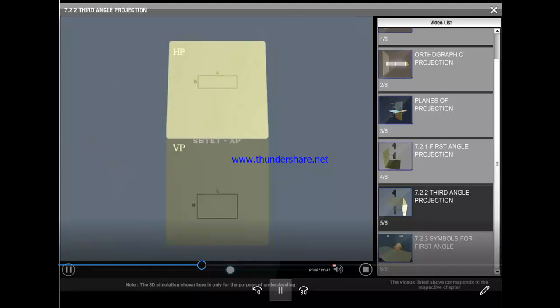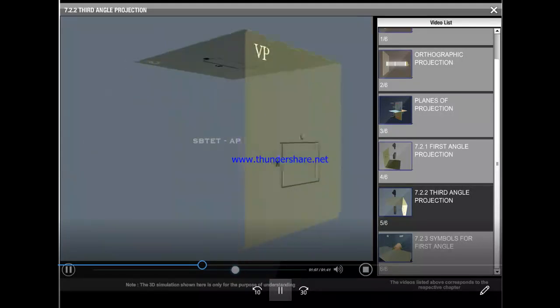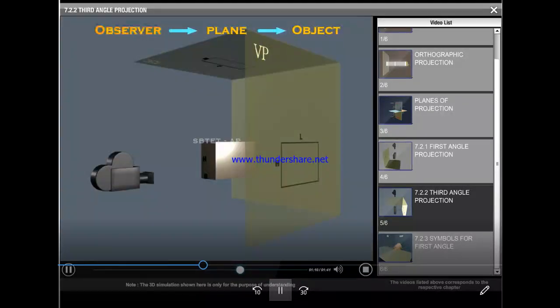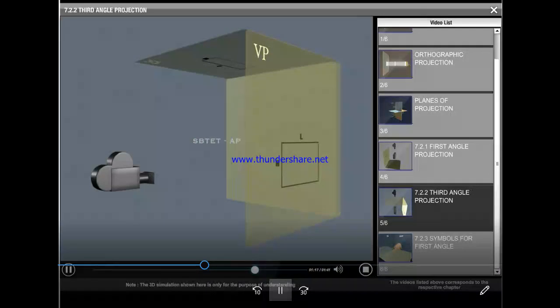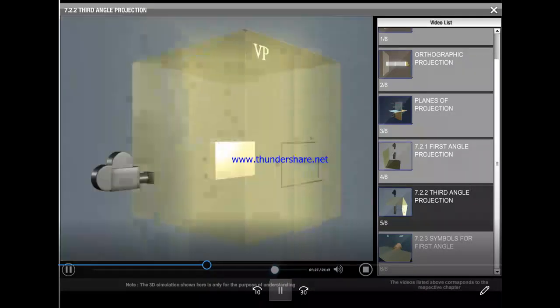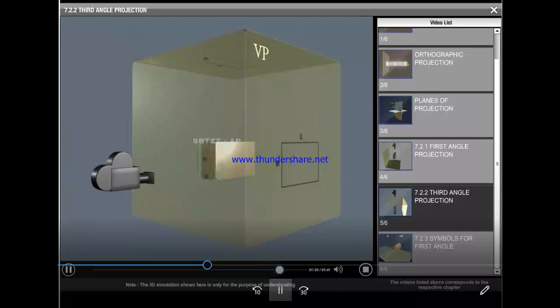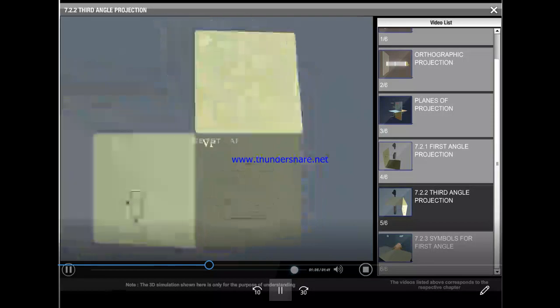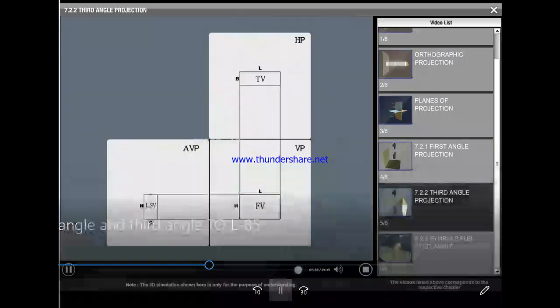Now, to get the left side view, look at the object from the left side and again check the setup. Now, the setup is observer, object and plane of projection, which is a violation. Now, correct the setup and then project the left side view onto the auxiliary vertical plane. Now, rotate the auxiliary vertical plane through 90 degrees and bring it in line with the vertical plane. Therefore, the left side view comes to the left of the front view.